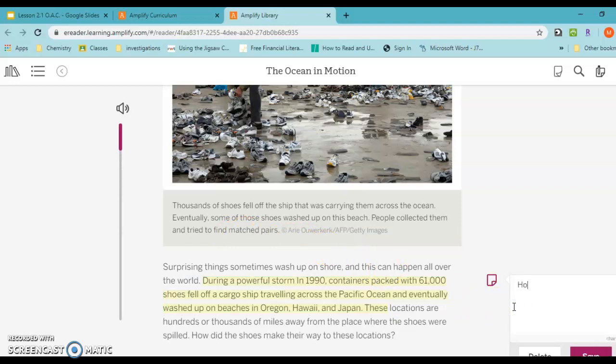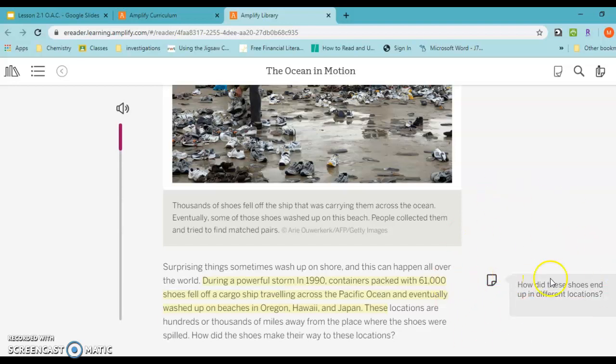And I'm going to write, how did these shoes end up in different locations? I'm going to hit save.